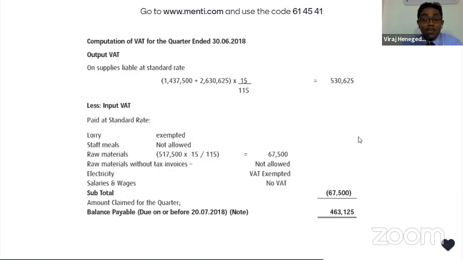I think all of you can remember the vehicles, the lorry, it has been exempted. Staff meals are not allowed because they are not connected with the business, as I told you. Then raw material: because this is an inclusive value, you need to divide by 115 and multiply by 15. Raw materials without tax invoices are not allowed because you don't have the supporting documents. Electricity is VAT exempted, so you can't claim. Salaries and wages, no VAT. So the total you can see is 67,500. Once you deduct it, the balance payable is 463,125. So it's the basic calculation, but in your cases there can be some other points. You need to go through the theoretical part, what kind of expenses you can deduct and what you can't deduct. Right.